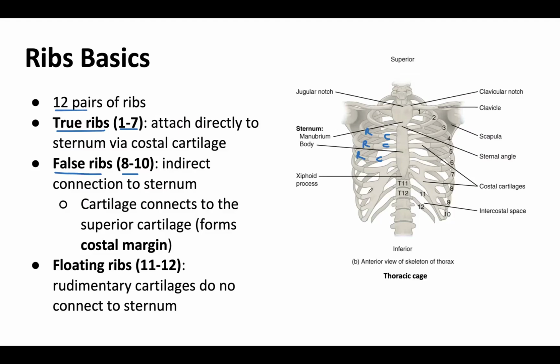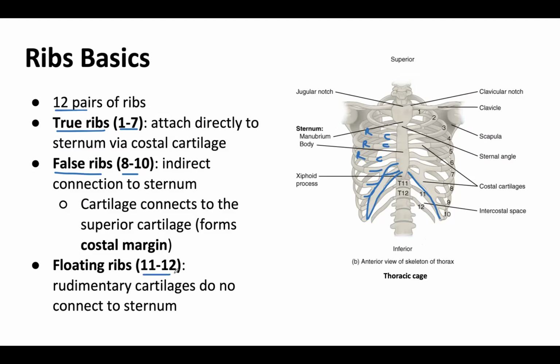Rather, their costal cartilage will go and join with the costal cartilage of the rib superior to it. And then this kind of complex will then go and join with the sternum. And this complex of costal cartilages is going to be called the costal margin. And the costal margin is palpable. It's an important landmark in the body, particularly for understanding deeper structures. And remember that some of that abdominal viscera will extend up into this region as well.